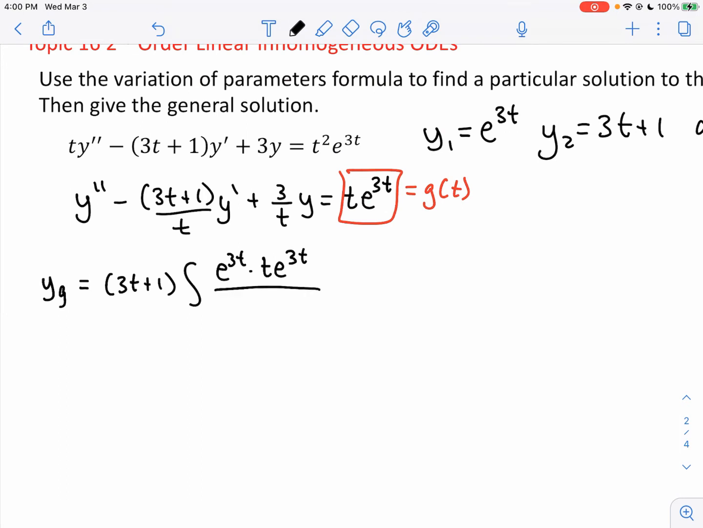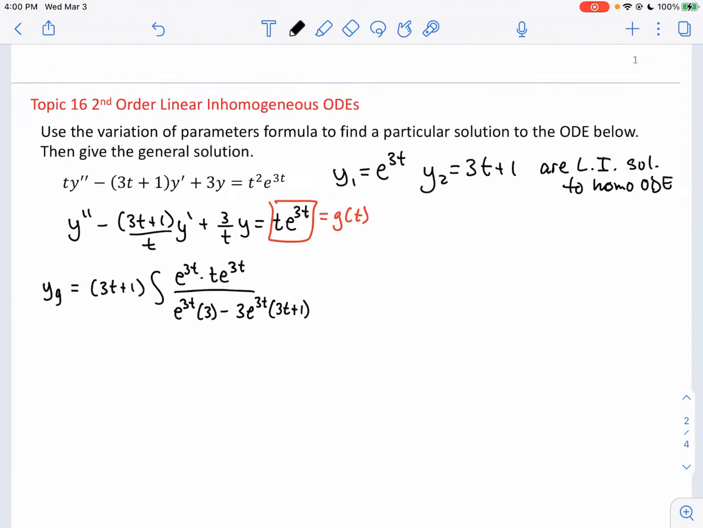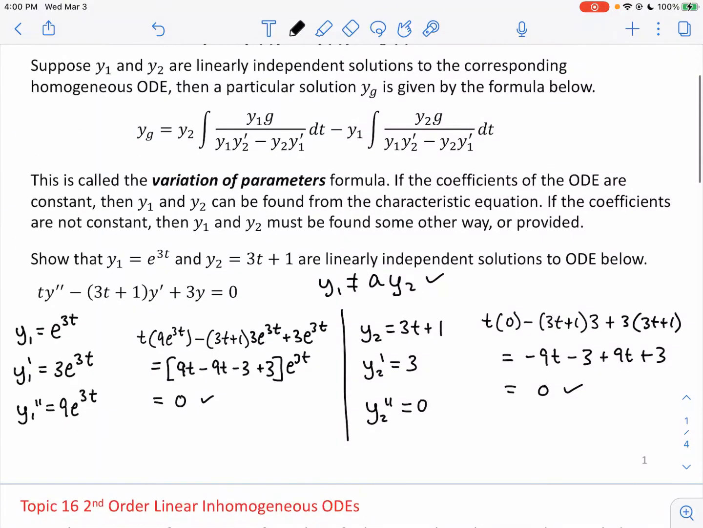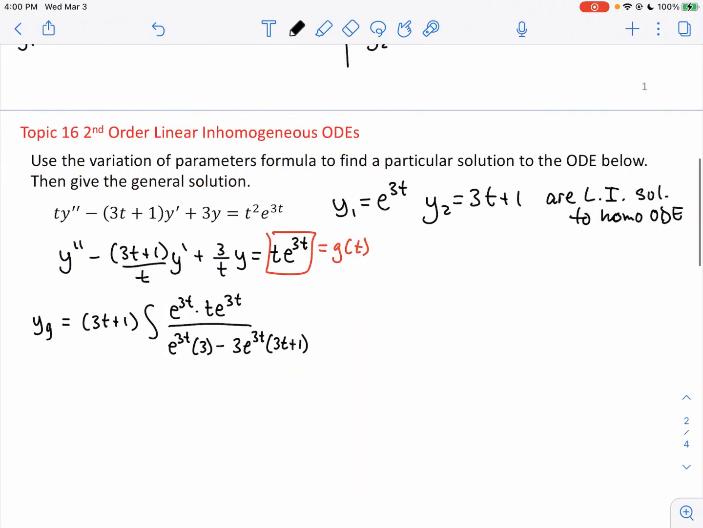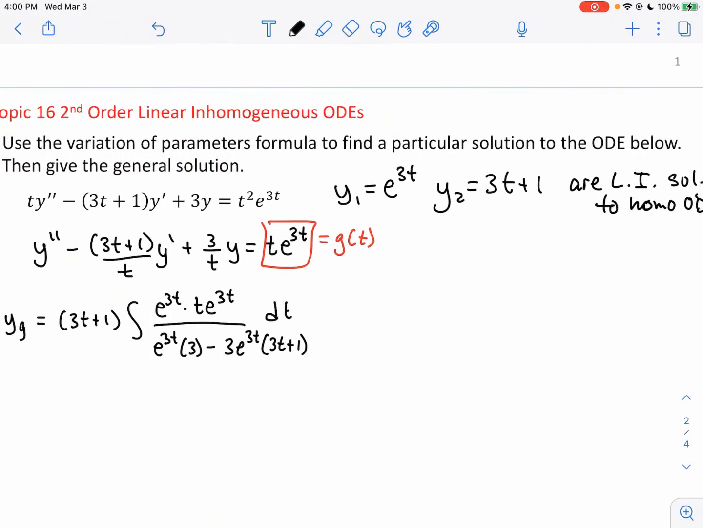And then divide by, and let's see, we're going to start with y sub 1. Y sub 1 is e to the 3t times the derivative of y sub 2, which is just 3, minus the derivative of y sub 1, which is 3e to the 3t, times y sub 2, which is 3t plus 1. So that is our denominator. And then we have dt. And then minus. And now we flip-flop.